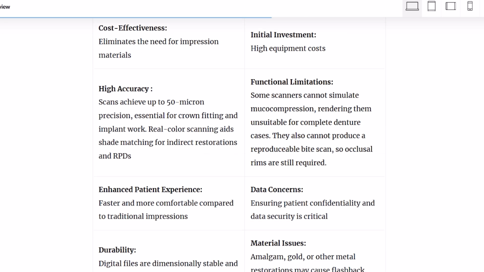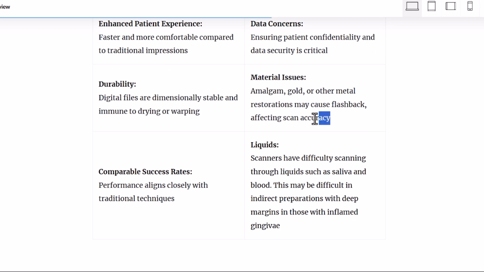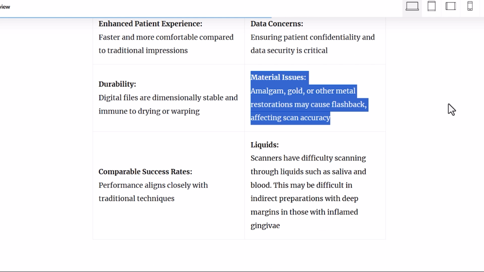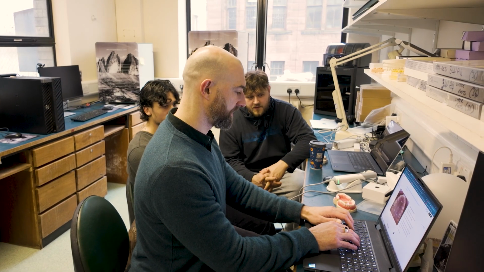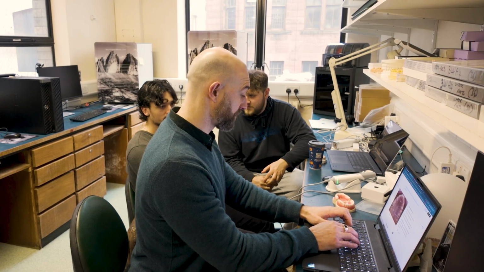And even points of pros and cons that we wouldn't have thought about, like flashback of metal restorations and things like that. I never would have been thinking about how that would affect that kind of treatment. Yeah, so without Dr. Mathieson's help and other people's input, we wouldn't have been able to have properly done the module ourselves. Yeah, so definitely.